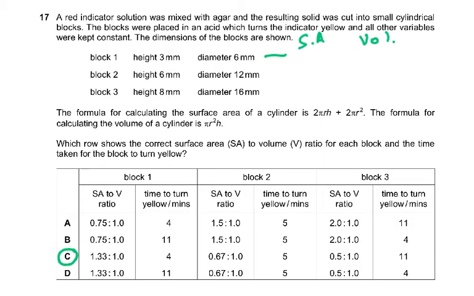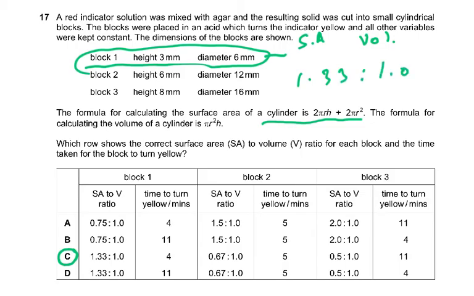Now the simplest easy way to do it is, you did this calculation and you found that for block 1 the ratio was 1.33 to 1.0. So it has to be either of these two. Now you can see in this, what was the only difference? This was all the same, so there was nothing wrong with this. The only thing which was different was the 4, 5, and 11, while this was the other way around. So this has a larger surface area, 1.33 to 1. Then it is 0.67 to 1. So the surface area to volume ratio is decreasing.